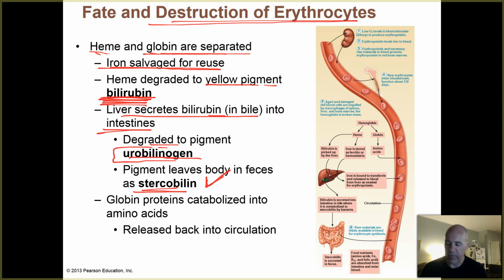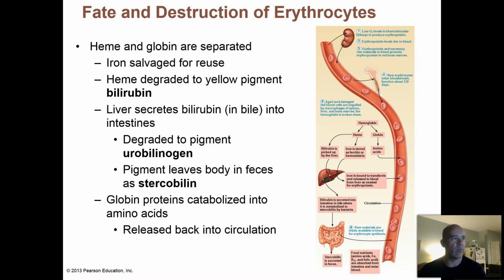All right, then what happens with the globin protein portions? Those get chopped up into their individual amino acids. Those amino acids go back into the bloodstream and get transported around, and other cells in your body can take them up and use them for either energy or to start linking those amino acids together in chains to build the various types of proteins that your body needs. So your body's pretty good at doing some recycling here.